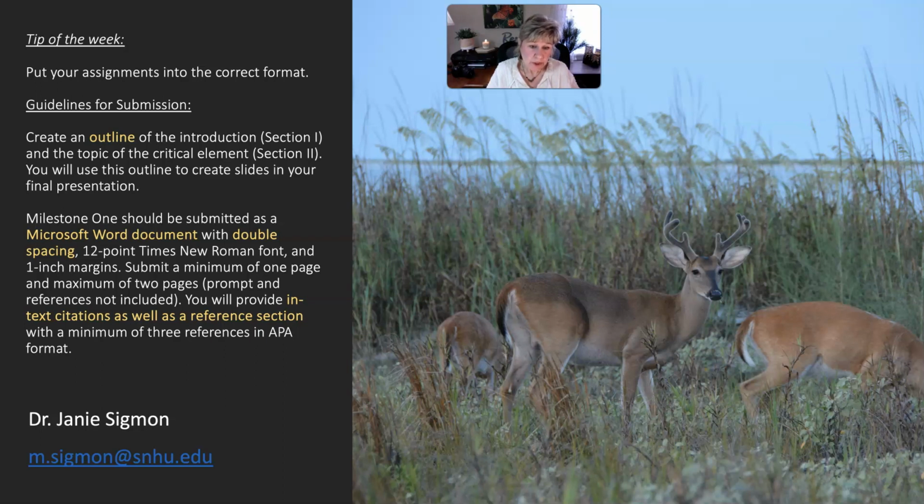This first milestone. Include in-text citations. So if you get this information from anywhere other than out of your brain, you need to give those authors credit, and that's an in-text citation. That means in the body of your work. Also have a reference section with at least 3 references. Okay, so make sure you use the guidelines and put this in the right format.